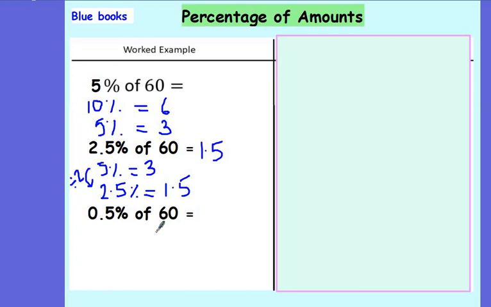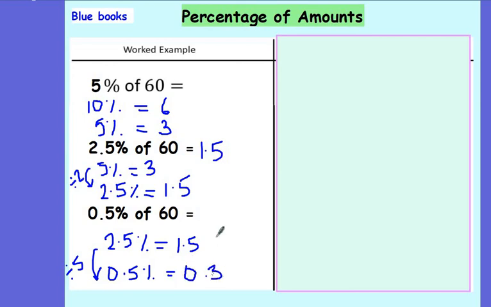How could I work out what 0.5% would be? That's a bit trickier. Poppy, help me out. How could I work out 0.5%? Right, well, we know that 2.5% was 1.5. If I divide that by 5, I know that 0.5% is going to be 0.3.